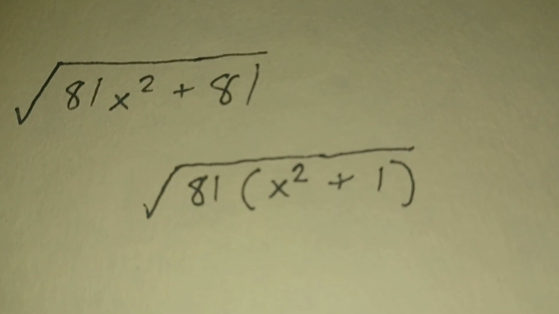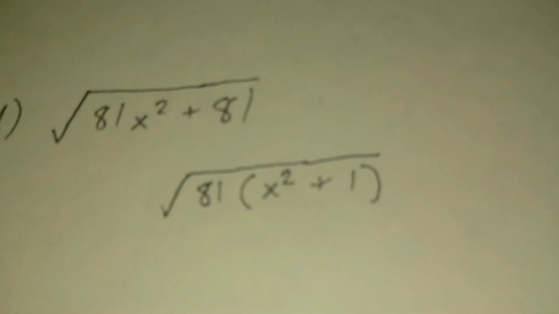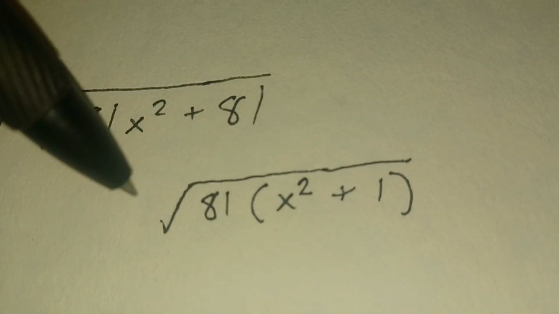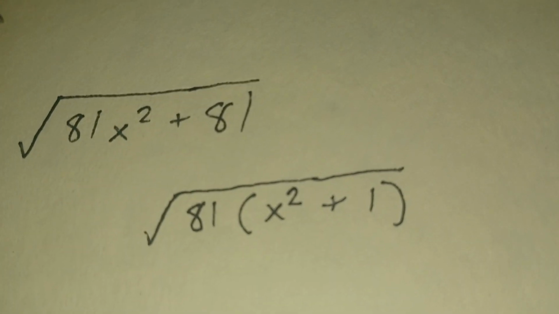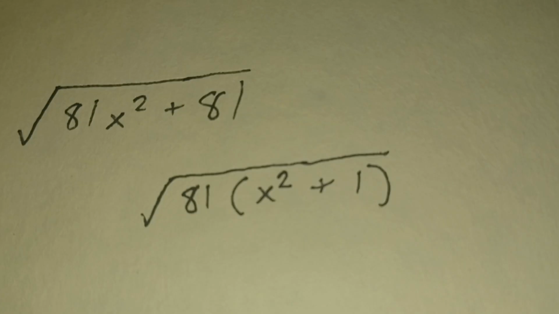So this is how we factor. We factored out an 81 from the expression, and we got 81 times x squared plus 1. So 81 times x squared, again, gives us 81x squared. And 81 times 1 gives us 81. So that's what it gives us.